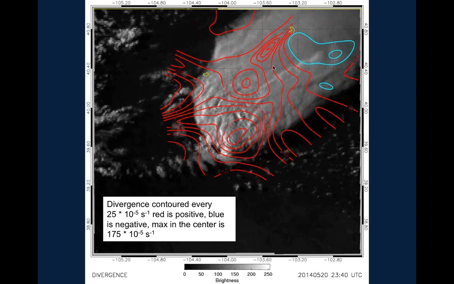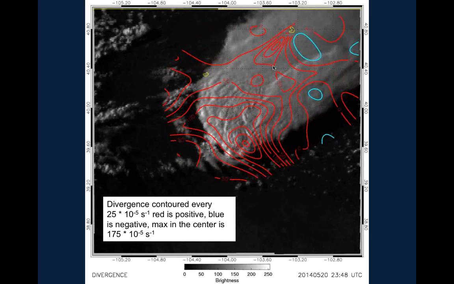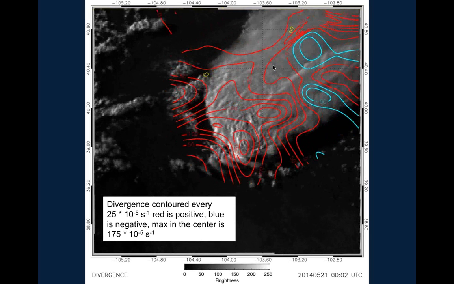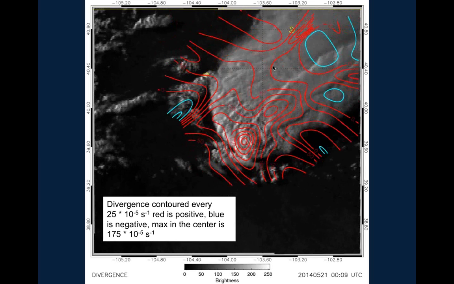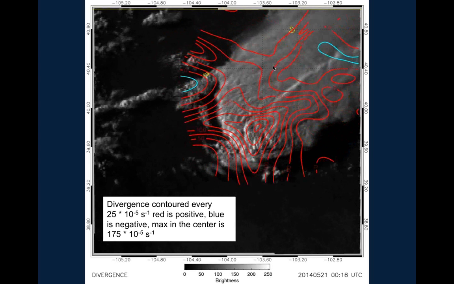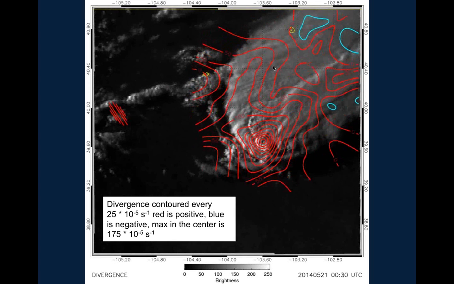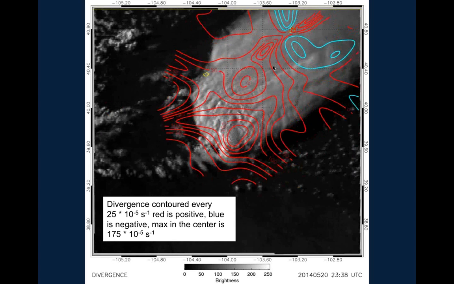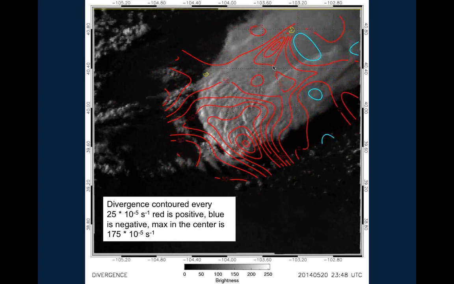This is an animation then of the divergence as a function of time. And you'll see the divergence increases and decreases, and it seems to be very strongly coupled to a region of overshooting tops, which is in fact the main mesocyclone on this particular day.